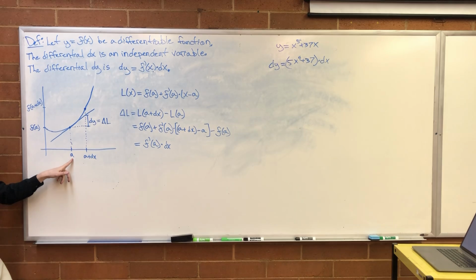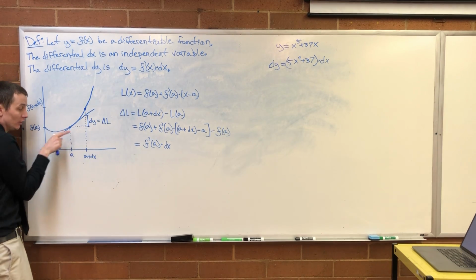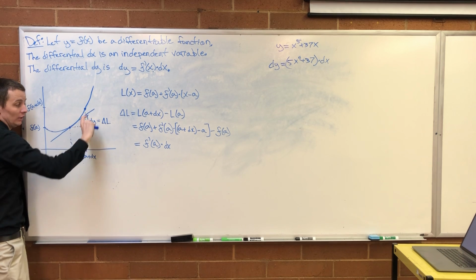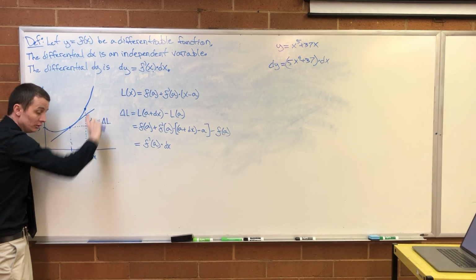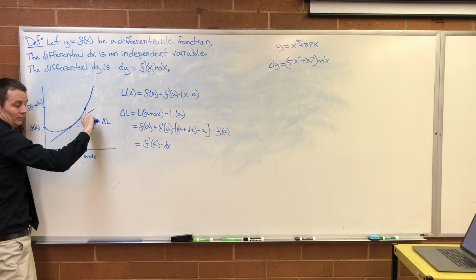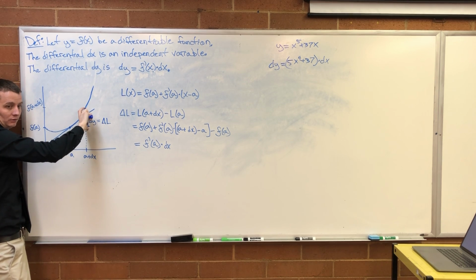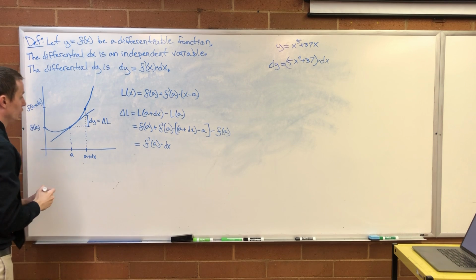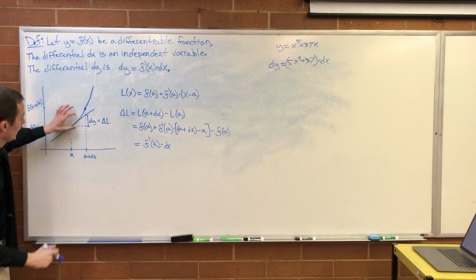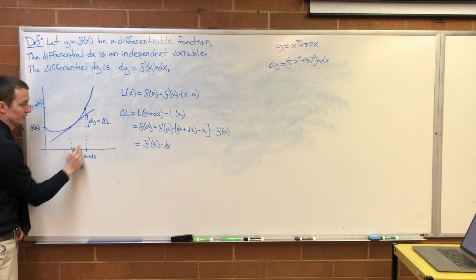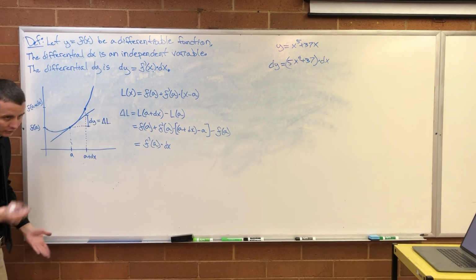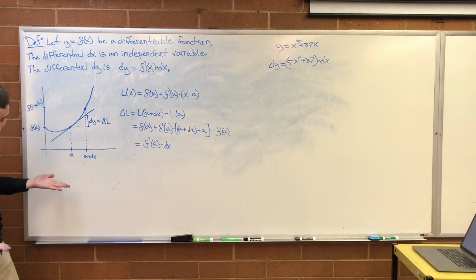So the change in our linearization over dx is this distance, whereas the change in our whole function was this distance, right? The whole point of this is going to be to notice that for small dx's, our dy basically gives us the whole change of the function. Again, we're going to use this for approximation.